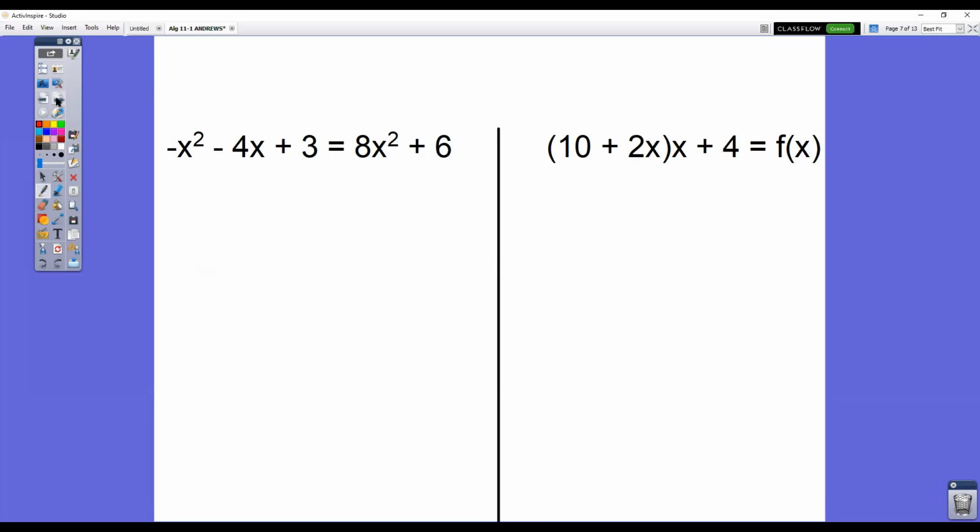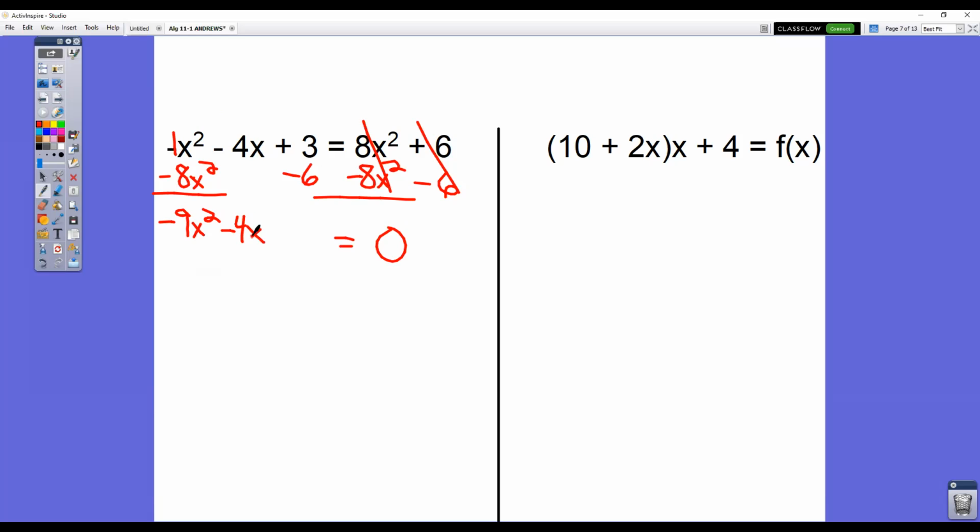Three things on one side, 2 things on the other side. I would do this one by doing minus 8x squared and minus 8x squared, and minus 6 and minus 6. That way, on this right-hand side of the equal sign, I have an equals 0. Negative 1x squared minus 8x squared is negative 9x squared. Nothing goes along with that minus 4x, so that just stays the same. 3 minus 6 is negative 3. So that would be your answer there.